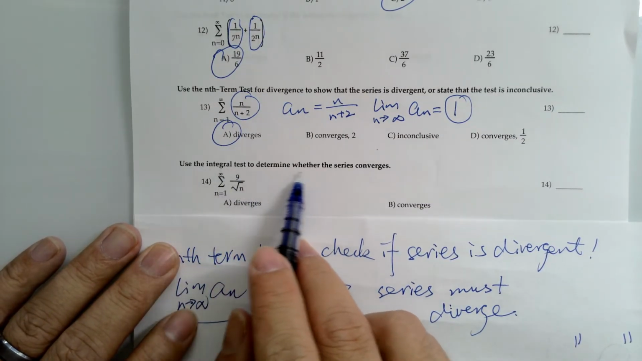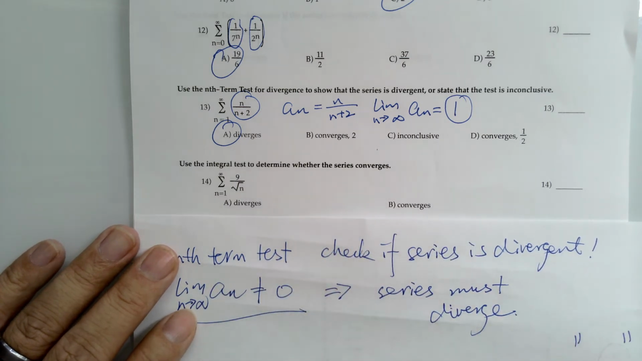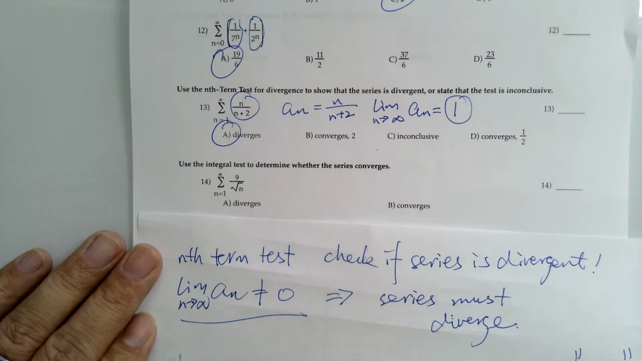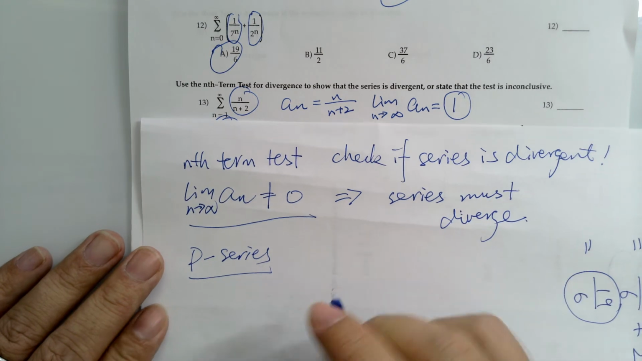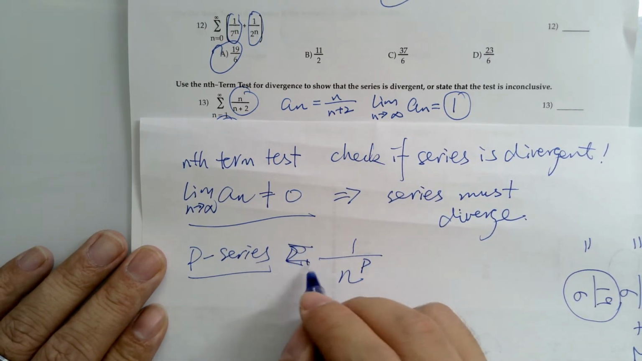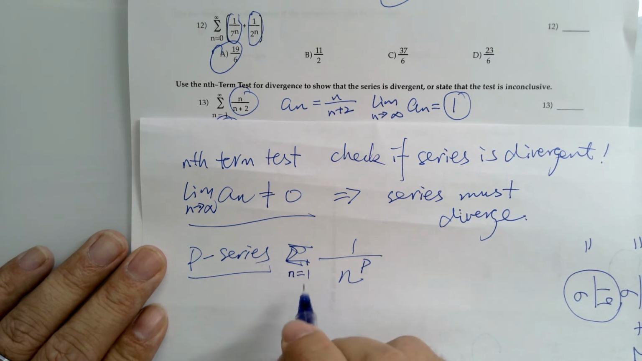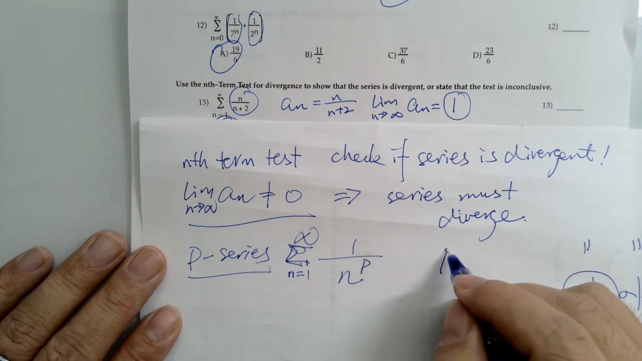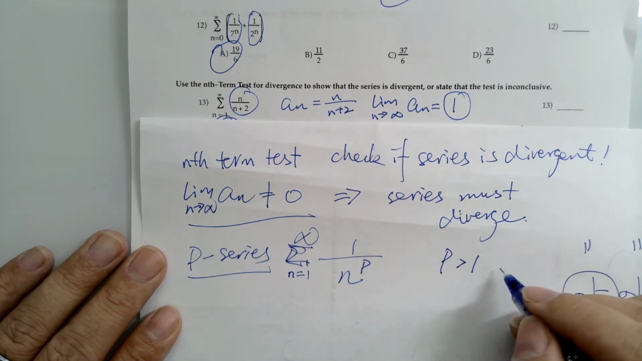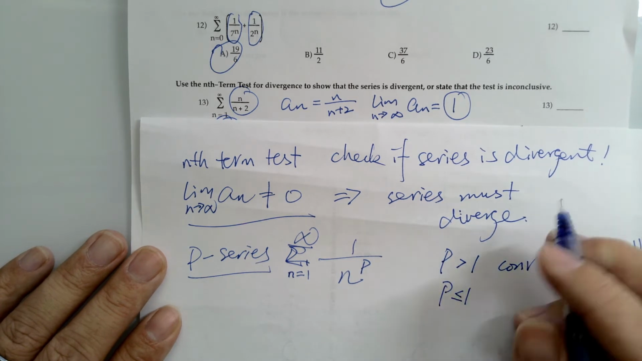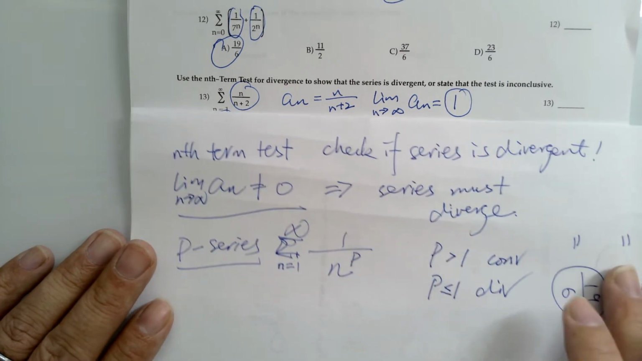Use the integral test to determine whether the series converges or not. As you learn that, there is also another series called the P series. That is the summation of 1 over n to the power of p, from n equals 1 to infinity. The P series says that if p is greater than 1, the series converges. If p is less than or equal to 1, the series diverges.